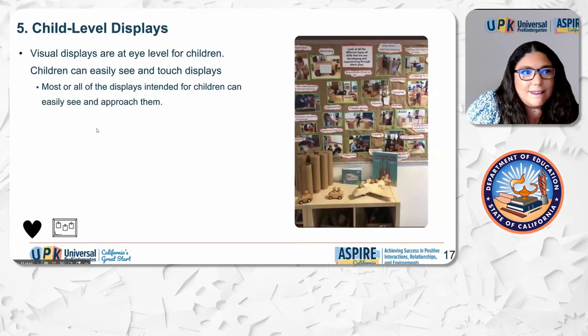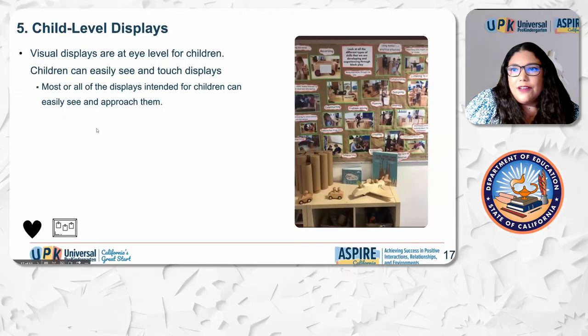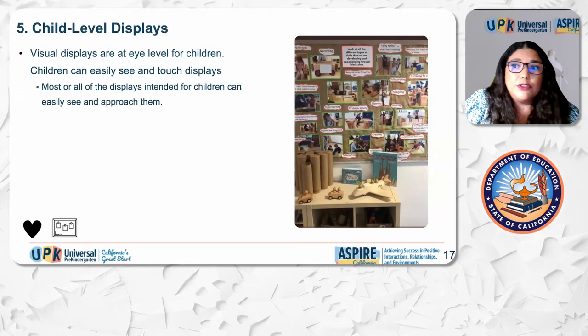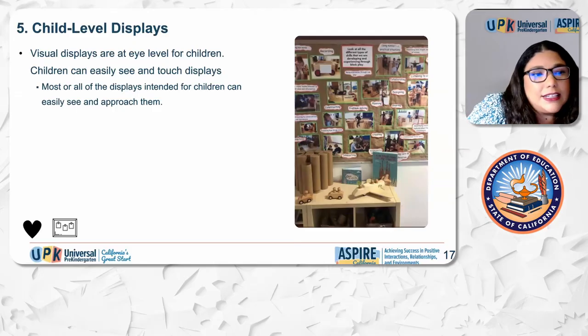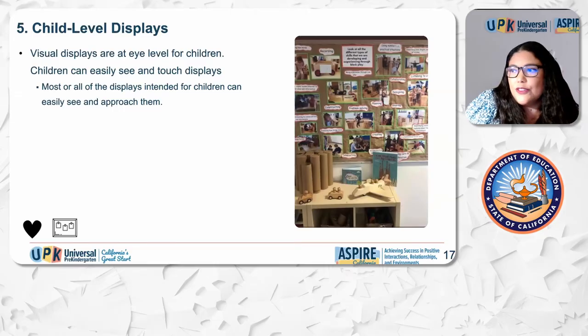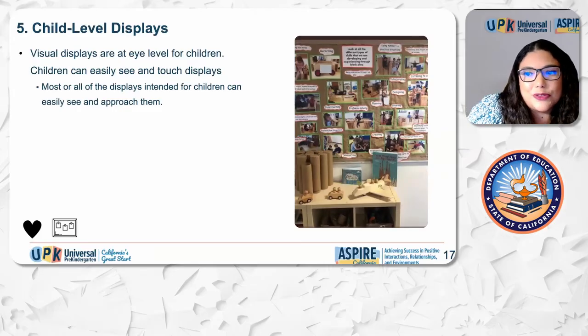Okay, next slide. So next we have visual displays, the child level displays that are at children's eye level. And children can easily see and touch those displays. Most or all of the displays intended for children, they can easily see and approach them. So think about this again, if we're making those connections to emotional support, where children are able to see their work, they're able to see themselves in these photos, how that helps support that emotional connection and that community in the classroom.